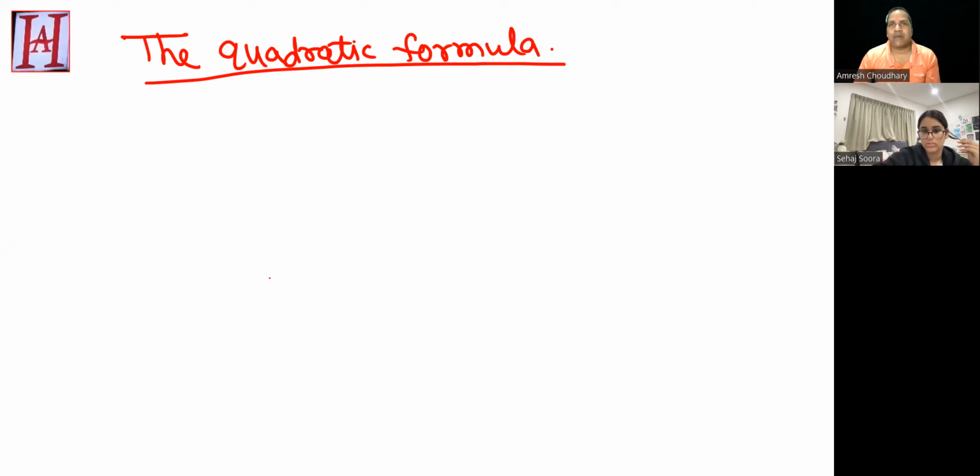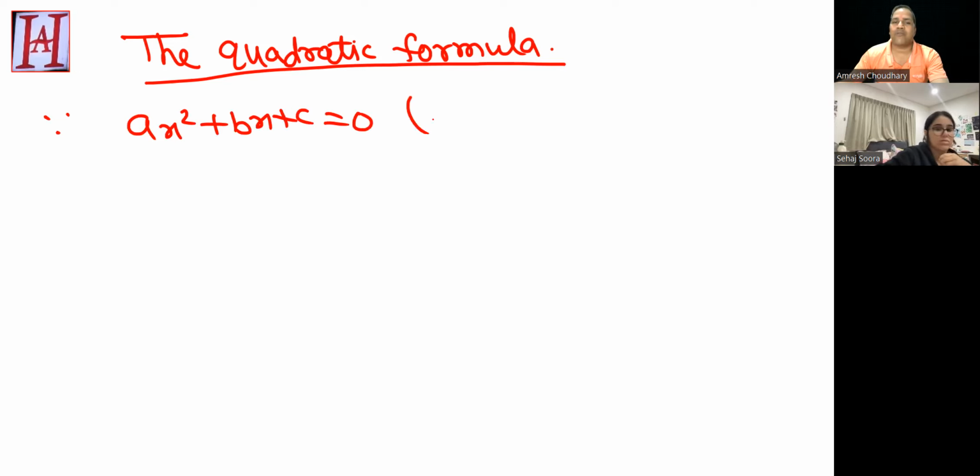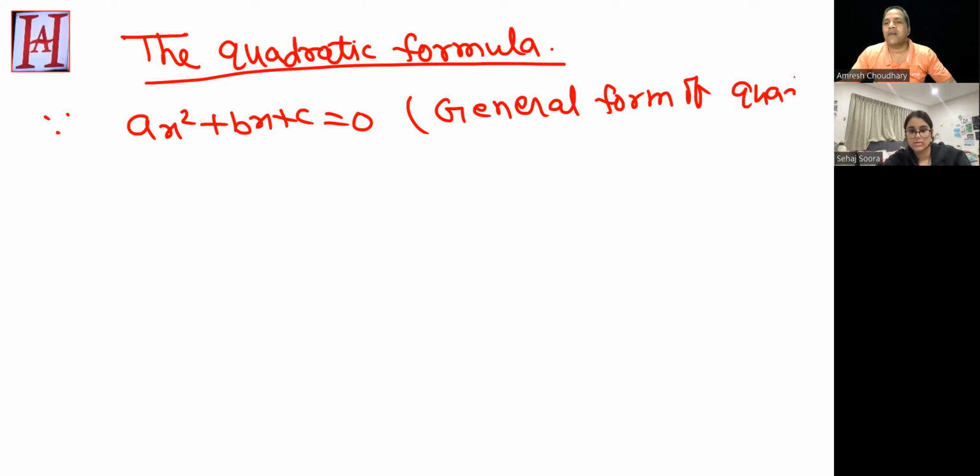I will prove it. Because I will not believe anyone without proof, because we are science students. So you know, the quadratic equation general form is here: ax square plus bx plus c equal to 0. Yes or no? You can say that is the general form of a quadratic equation.